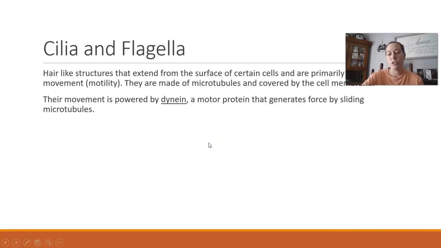All right, on to the cilia and the flagella. We know that the cilia and the flagella help with motility or movement. They are on the outside of the cell and extend from the surface, and they're made up of microtubules and covered by the cell membrane. The textbook doesn't go into a whole lot of detail about this, but this was some outside research: their movement is powered by dynein.